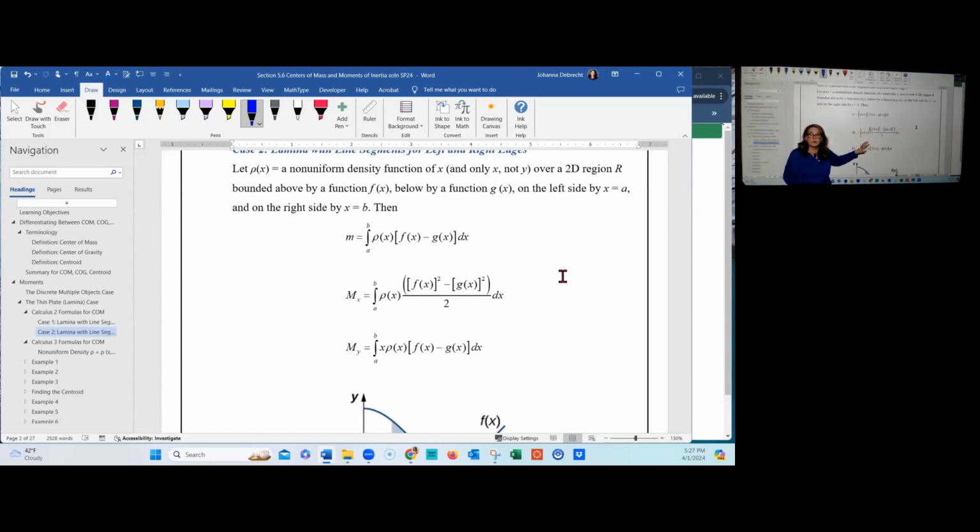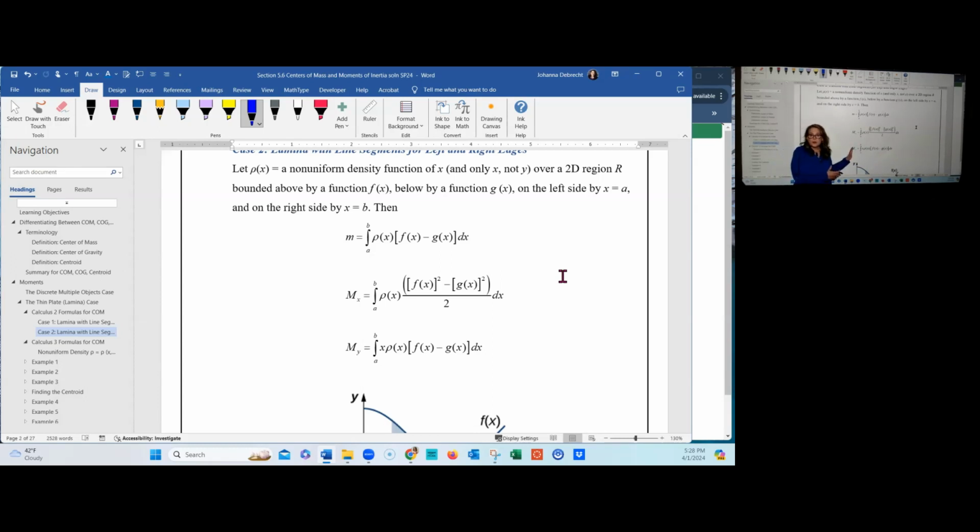If you want to find the moment in the x direction, the tendency to rotate off of the horizontal, you could just take the upper function squared times the density function, divide by 2, and integrate. And then do the same for the lower function and then subtract the 2. Or you can do them together, but notice that f of x is squared before you subtract the square of g of x. And then, of course, you have the formula for the moment with respect to y.